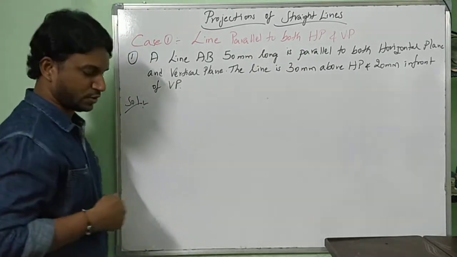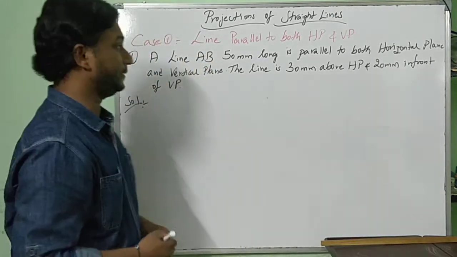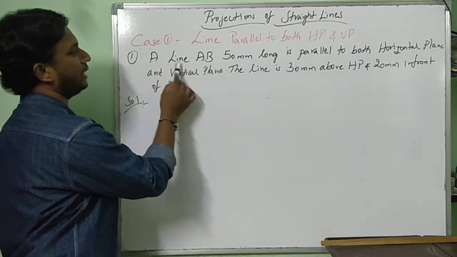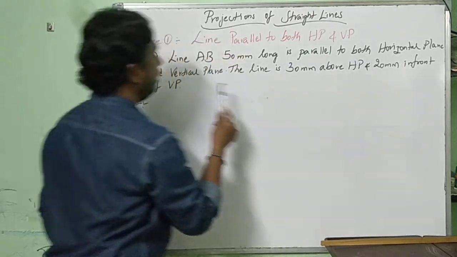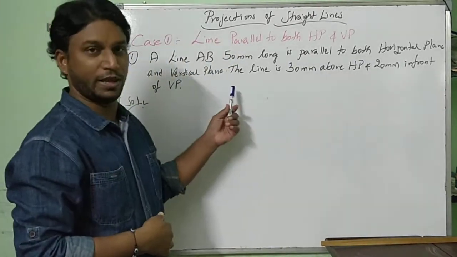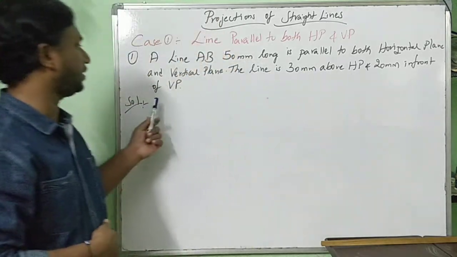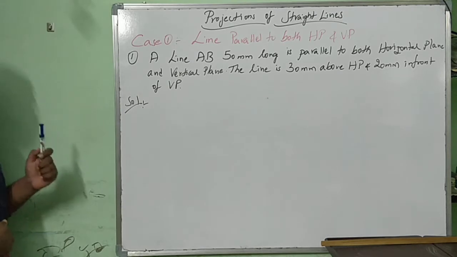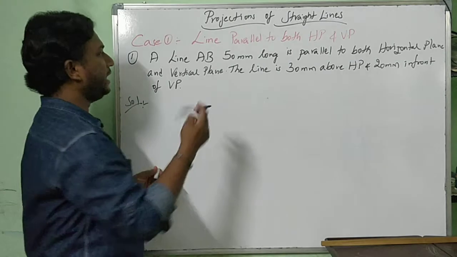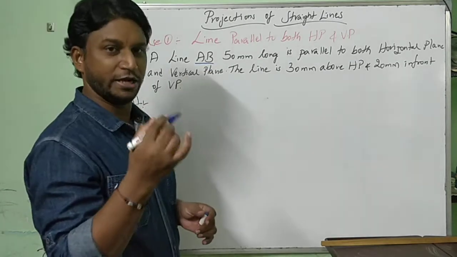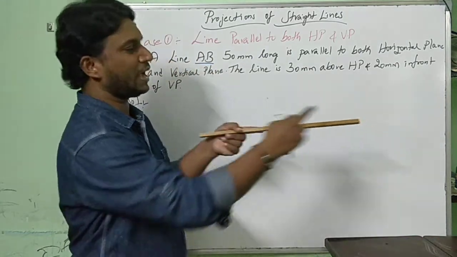Now how to draw its projections? We will solve an example problem so that you will easily understand. See, look at the problem. Line AB, 50 mm long, is parallel to both the horizontal plane and the vertical plane. The line is 30 mm above HP and 20 mm in front of VP. What is the line given? AB, its notation, the endpoints. A line will have 2 endpoints, right? One end is A, another end is B.